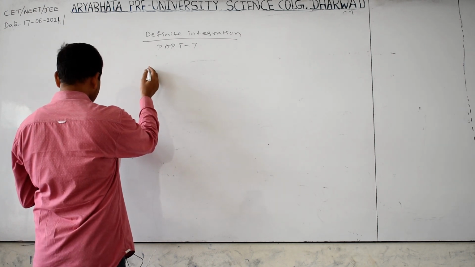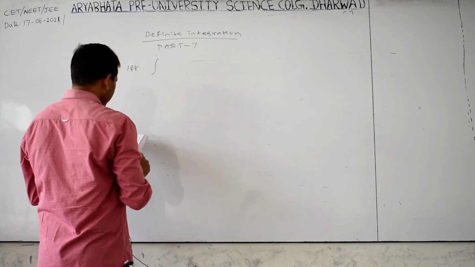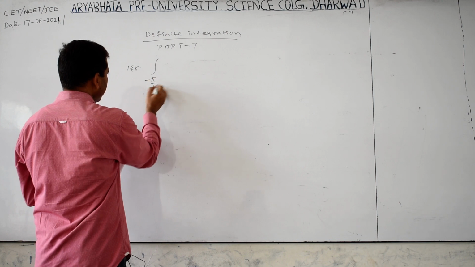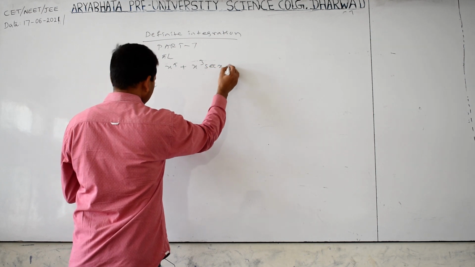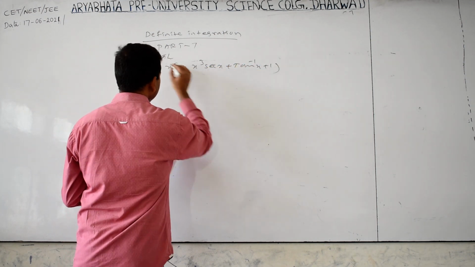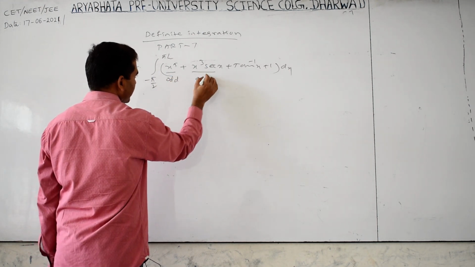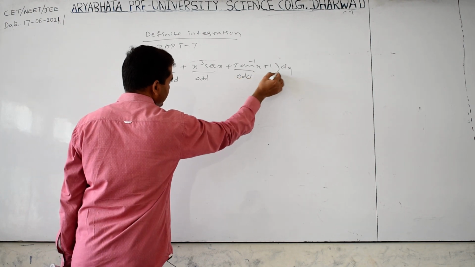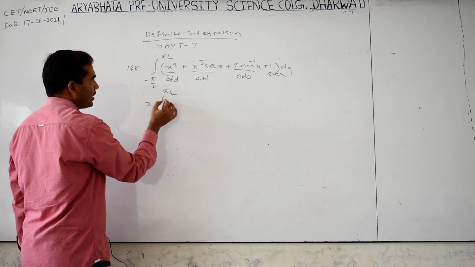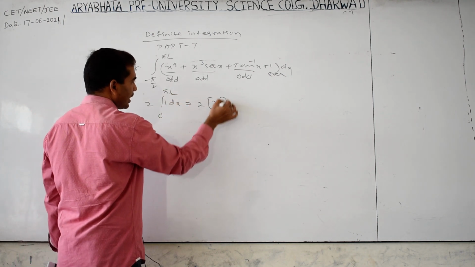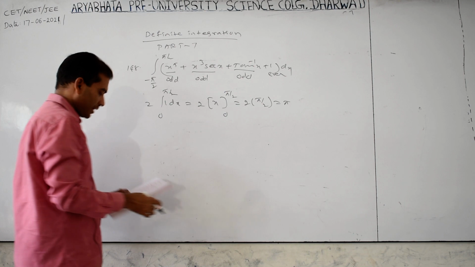Next, 148; 146 and 147 are a different model that I will discuss later. The integral from minus pi by 2 to plus pi by 2 of x power 5 plus x cube sec x plus tan inverse x plus 1 dx. Tell me, x power 5 is odd, x cube sec x is odd, this is also odd, and the constant is even. So these are all 0. The integral, if it is even, is 2 into the integral from 0 to pi by 2 of 1 dx. Integration of 1 dx is x, 0 to pi by 2, so 2 into pi by 2, the answer is pi.